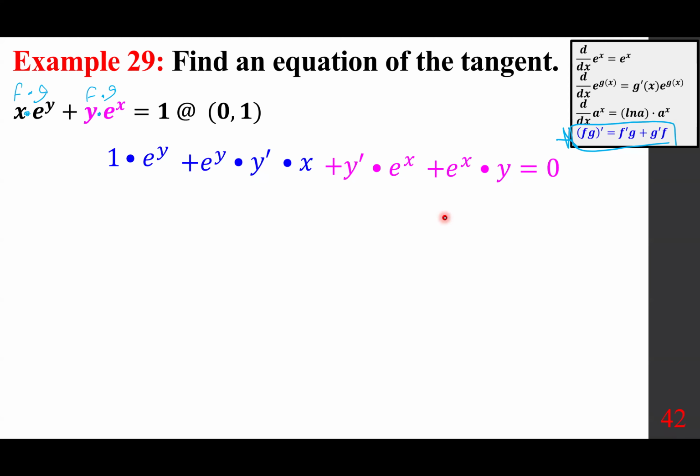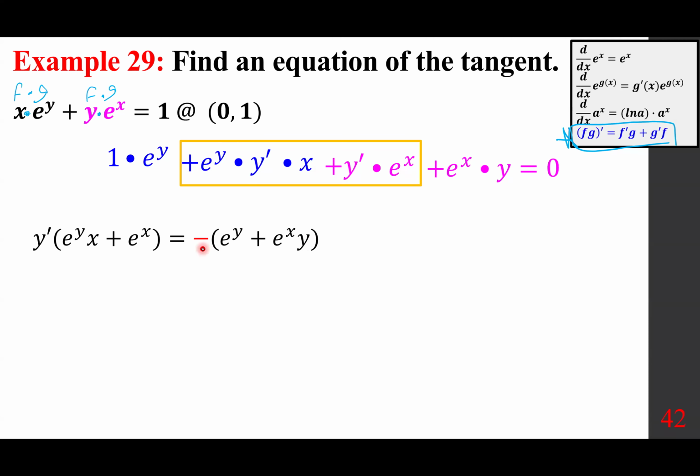To do so, we're going to put everything involving y prime together, and everything else moves. In other words, this one goes to the right side, becomes negative. So it's e to the power of y negative. And this is e to the power of x times y negative. Both of them are negative on the right side. These two, I'm going to take out y prime. And if I do so, when I take the y prime out, I get e to the power of y times x plus e to the power of x. And the other two pieces are negative on the other side.